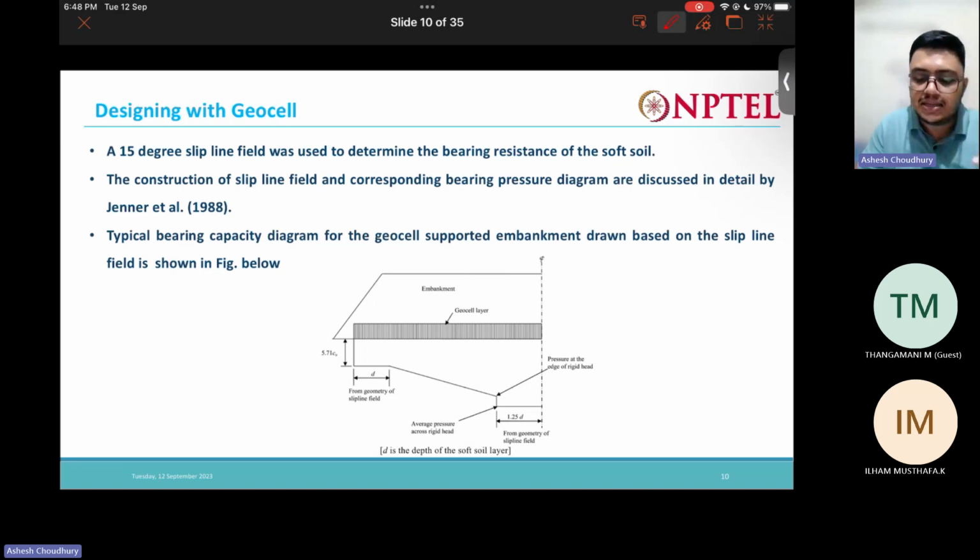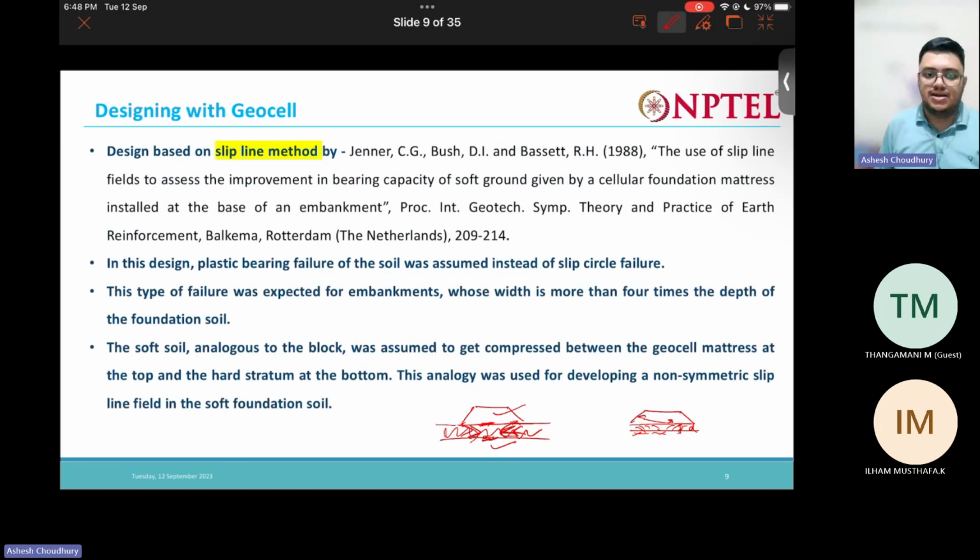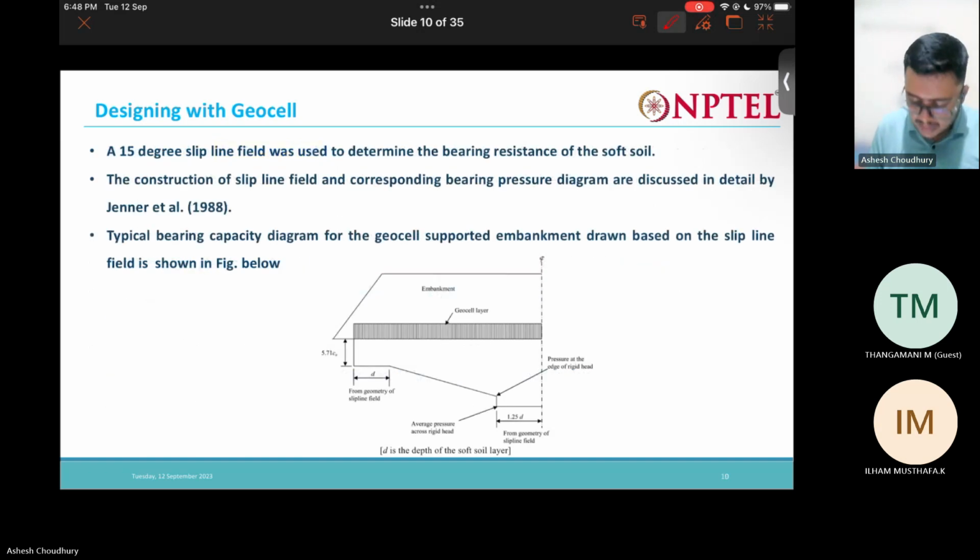This 15 degree was actually chosen by Jenner et al. They might have had some reason for that, and for that you have to go through their paper in detail. So they decided to choose 15-degree slip lines. As it is written here, the construction of the slip line field and the corresponding bearing pressure diagram are discussed in detail by Jenner. How to get the bearing pressure diagram, those steps are discussed in the paper, so I suggest that you go through it.